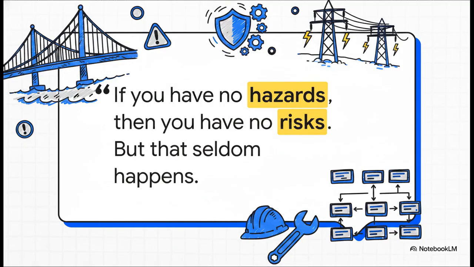As our source material wisely notes, if you have no hazards, then you have no risks. But that seldom happens. Engineering is inherently hazardous. We build bridges, we wire power grids, we develop massive software architectures. And because it's hazardous, proactive project management is absolutely non-negotiable.